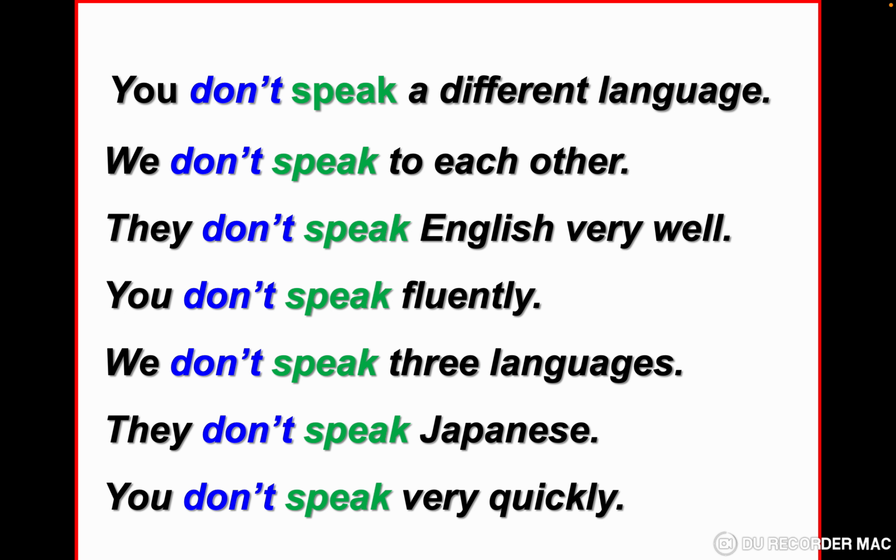Let's repeat after me. You don't speak a different language. We don't speak to each other. They don't speak English very well. You don't speak fluently. We don't speak 3 languages. They don't speak Japanese. You don't speak very quickly.